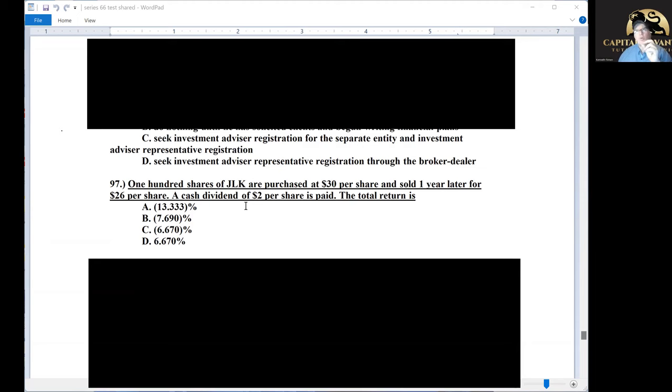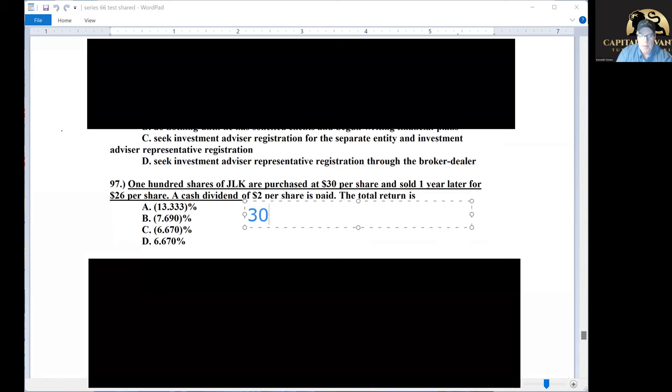Also, remember, if you hear the word holding period return, it's the same as total return. So we're going to do a little math here. We started at 30 and we went down to 26, so we actually lost 4.